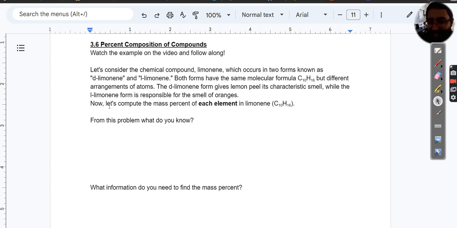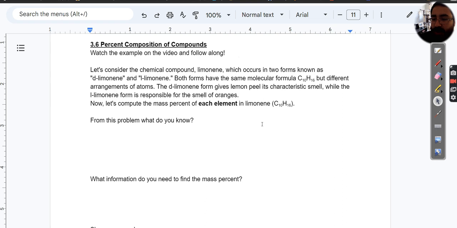All right. So from the first thing, what do we know in this problem? Well, we know the elements in there, right? We know that we have 10 carbons. We know that there are 16 hydrogens. And we can get the molar mass of C10H16. We get 16 times 1.01.